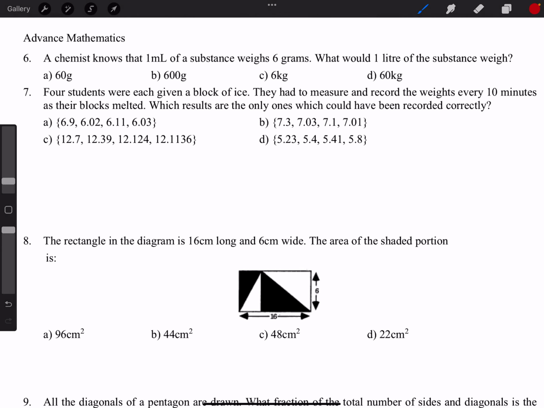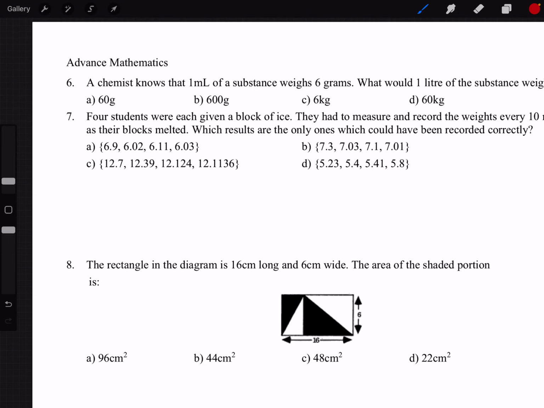A chemist knows that 1 milliliter of a substance weighs 6 grams. What would 1 liter of a substance weigh? So let's see, so you got 1 milliliter. 1 milliliter is going to weigh you 6 grams. So 1 liter is 1,000 milliliters.